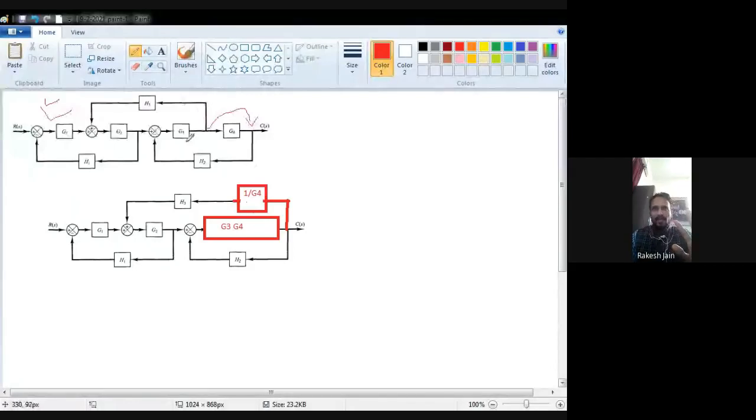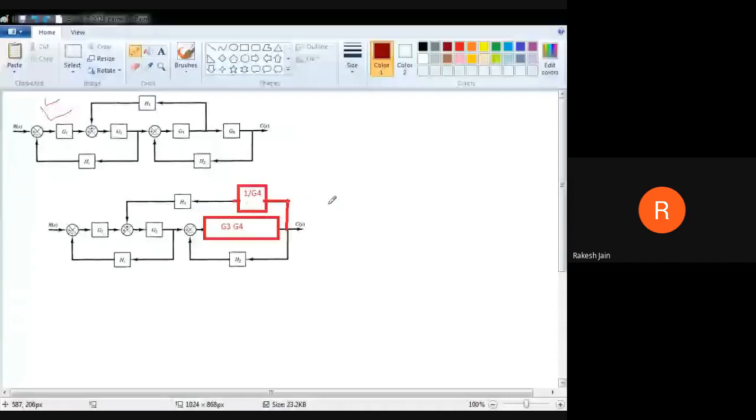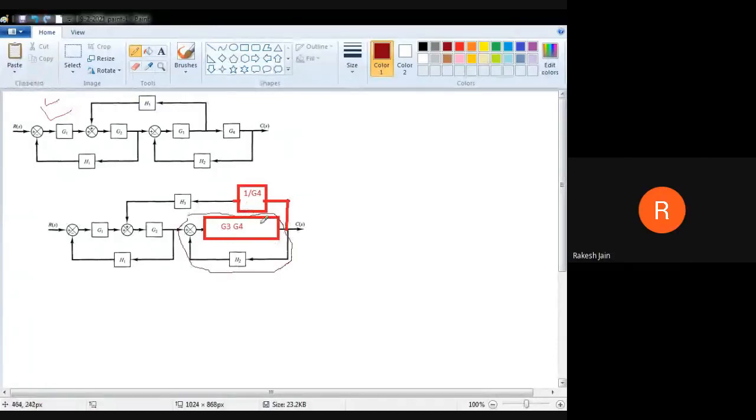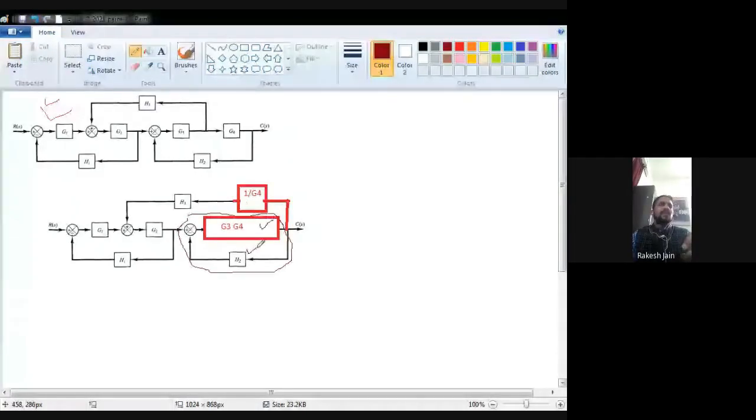Okay. So once again I repeat from the starting step. First step is we just move this pick off point after the block. That's why the gain of this block, what is the gain of this block? G4 will also come in reciprocal manner, means in 1 by G4. So it happens in the first step. Now after that step we find that G3 and G4 are in cascade, so we just multiply the gain of those two blocks and we will find out G3 G4.